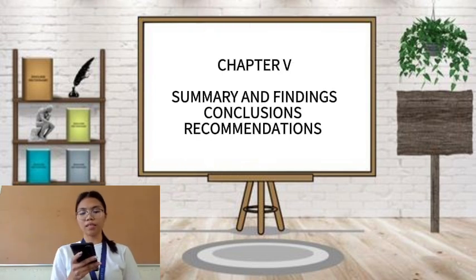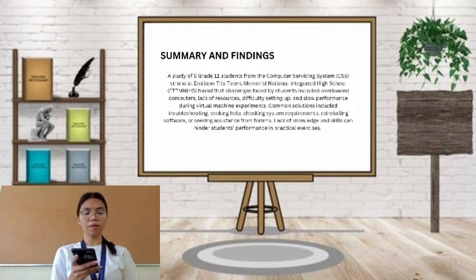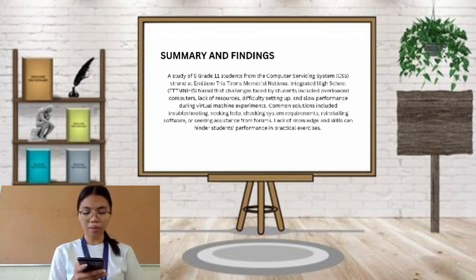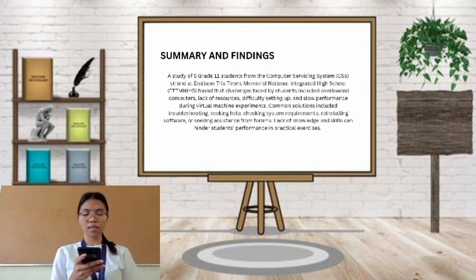In Chapter 5, a research summary is a brief overview of the main findings and conclusions drawn from the inquiry. Researchers found that challenges faced by students included overloaded computers, lack of resources, difficulty setting up, and slow performance during virtual machine experiments. Common solutions included troubleshooting, seeking help, checking system requirements, installing software, or seeking assistance from forums. Lack of knowledge and skill can hinder students' performance in practical exercises.